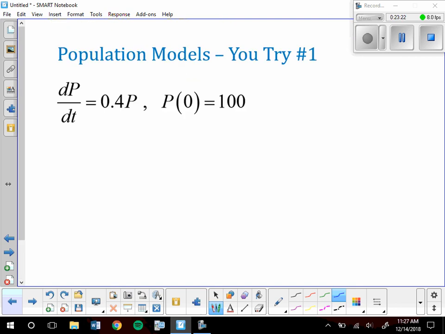I want you to try finding the model for this population. I want you to solve this differential equation and find a population model, and we're going to talk about it. If you'll pause this video now, try this one on your own. And when you unpause, you can watch me do the solution and check your work.